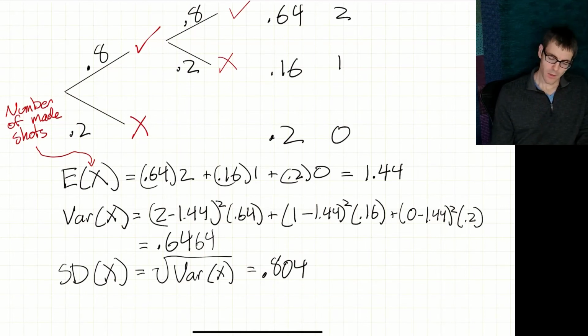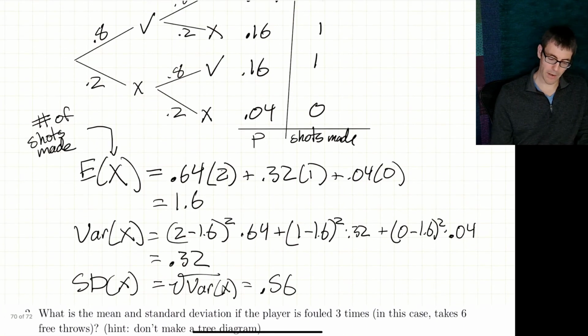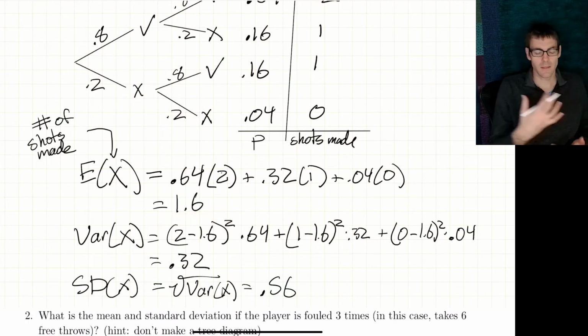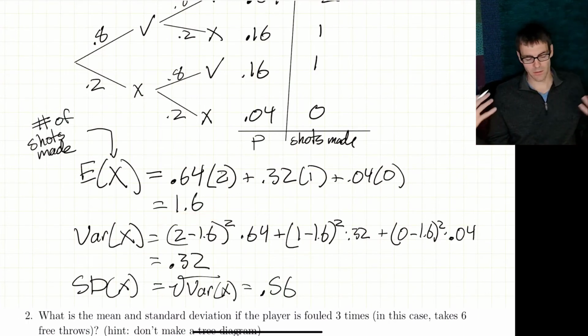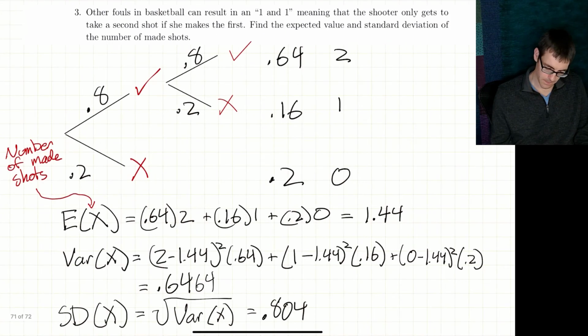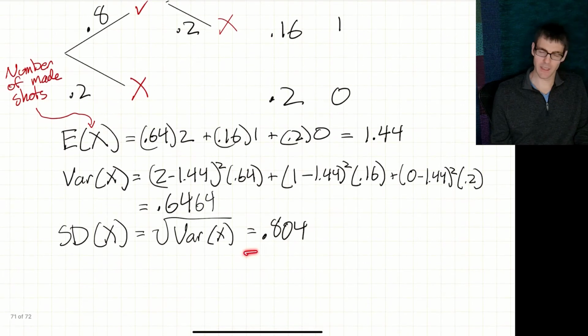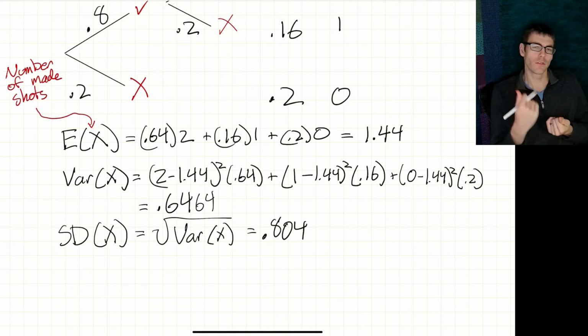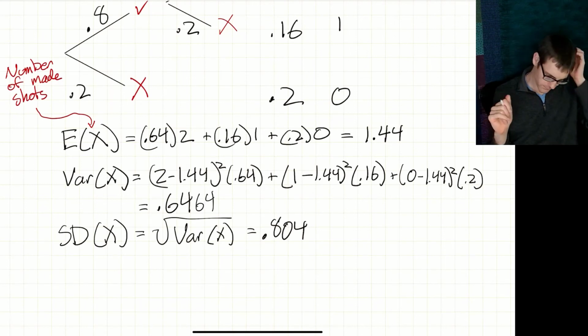So I just wanted to compare the results that we got in this 1-in-1 case versus the 2 shots case. So notice that the expected value is now 1.44 compared to what it was, a 1.6, in the 2 shots case. The expected value is higher because you have more chances to make more shots. But I also want to point out that the standard deviation is 0.8 here compared to 0.56. In other words, there is a higher variance. So total expected value of shots is decreased, but there's more variation.